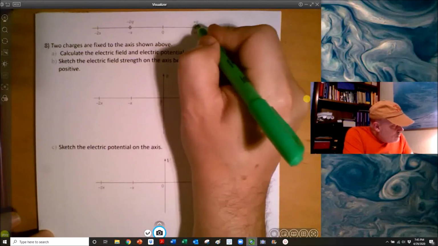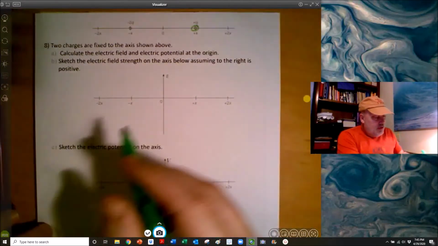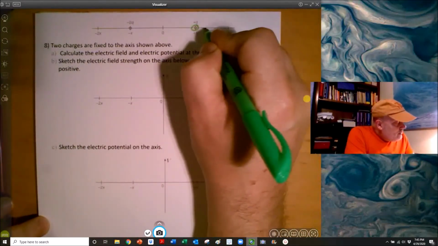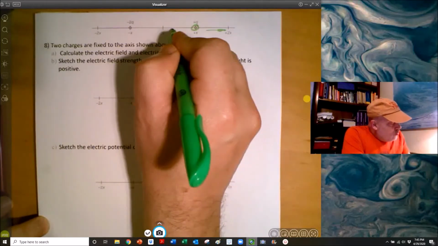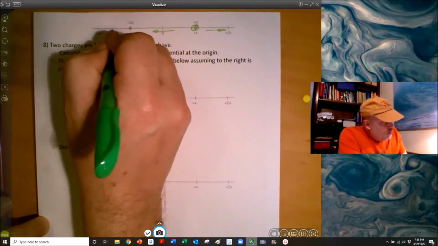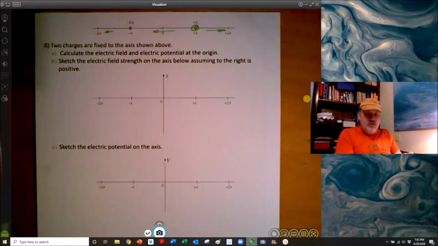So we have a positive charge here, positive. And it's going to have an electric field that points away. So here it points away from itself, here it points away from itself, and it points away over here, but it gets smaller as we get farther away.